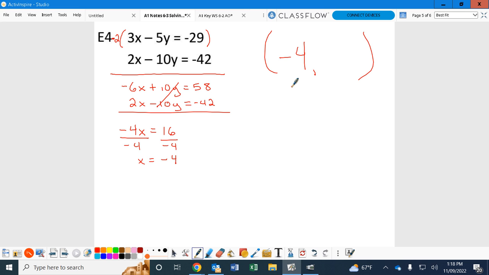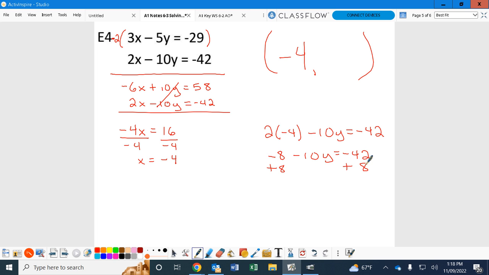To get the second part of that problem, you're going to plug it back into one of your equations. It makes no difference which one you plug it into. Since I've used the top one on the last one, I'm going to use the bottom one on this one. 2 times negative 4 minus 10y equals negative 42. That's going to be negative 8 minus 10y equals negative 42. I'm going to add 8.